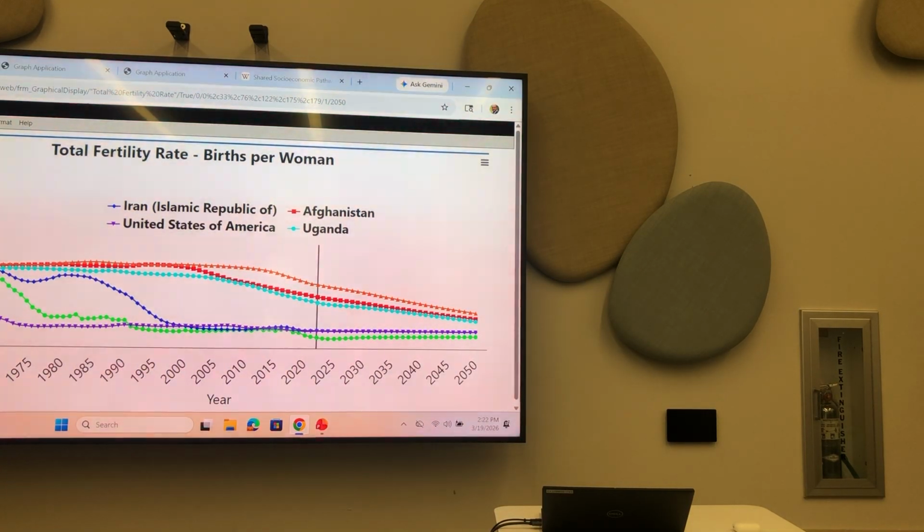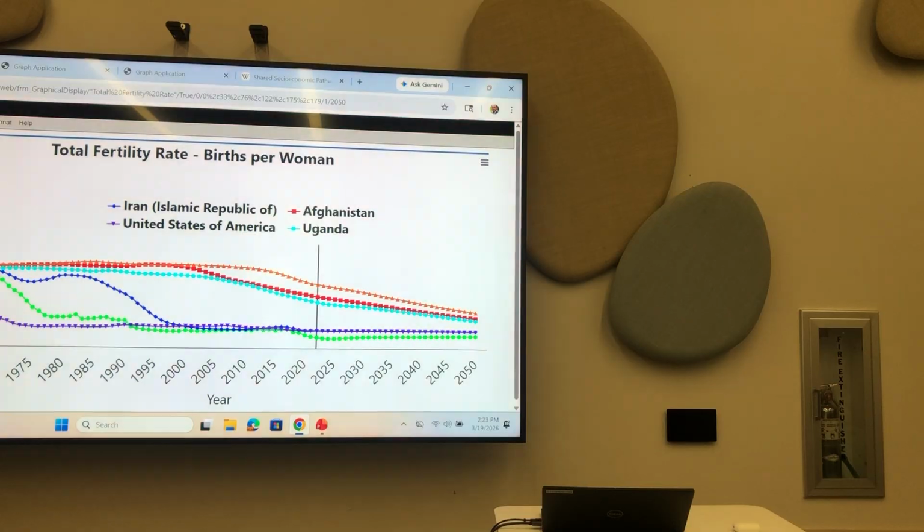The US, down here at the bottom. 2.1 is replacement. So basically, if you have 2.1 for many years, your population will flatten, right? And that's what replacement generally means, though it's a theoretical thing, it's not a real thing. And you've got your Uganda, Afghanistan, Niger at the top there. And those are some of your more complicated situations.